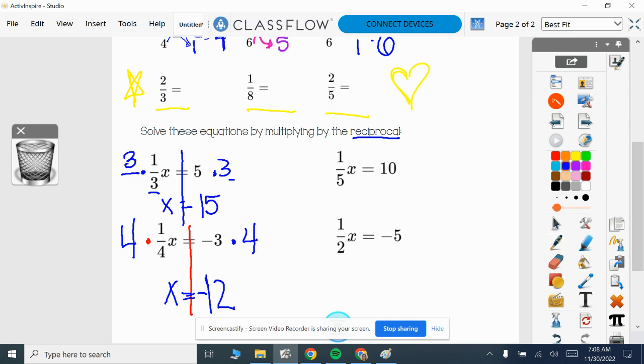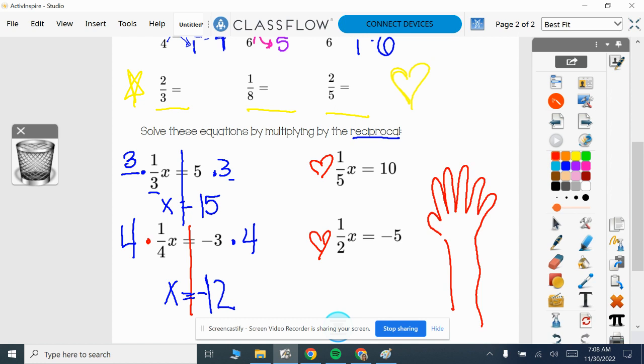All right, you guys are going to try these little problems over here on your own and raise your hand. Let's see if I can draw a hand. Raise your hand, okay? And I will give you a check or heart when you got it correctly. Love ya, love ya, love ya.